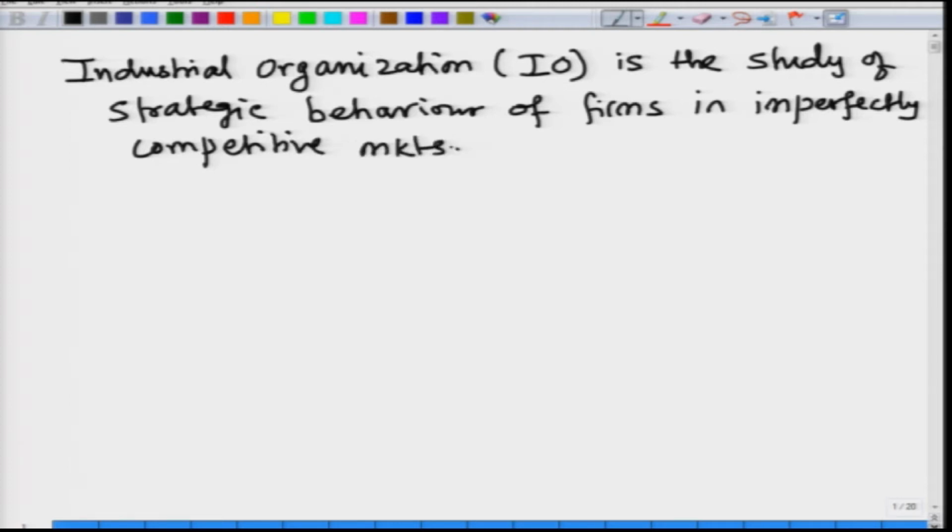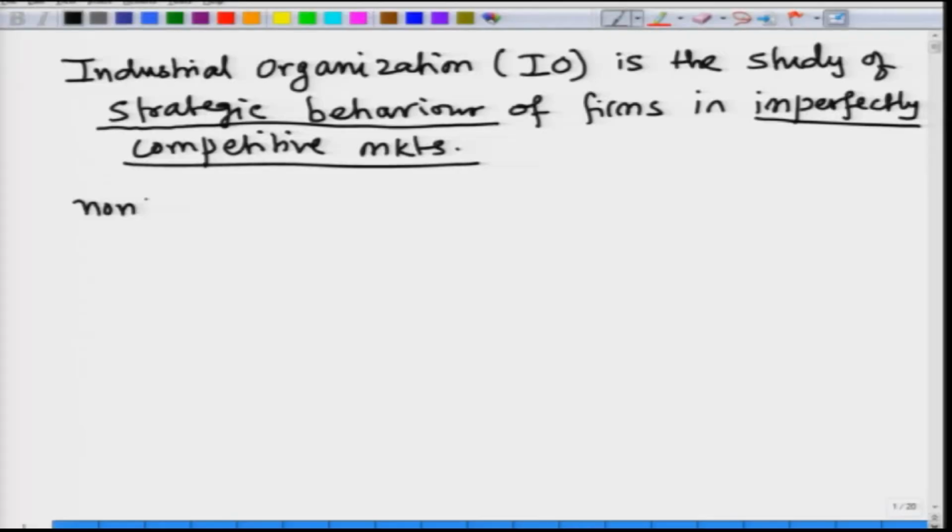There are certain important terms here which we need to focus on. First is strategic behavior and then comes these words imperfectly competitive markets. To understand what we mean by the word strategic, let us first ask what we mean by the word non-strategic. If we step back to our microeconomics course, we learnt two market structures. One was perfect competition, the other was monopoly.